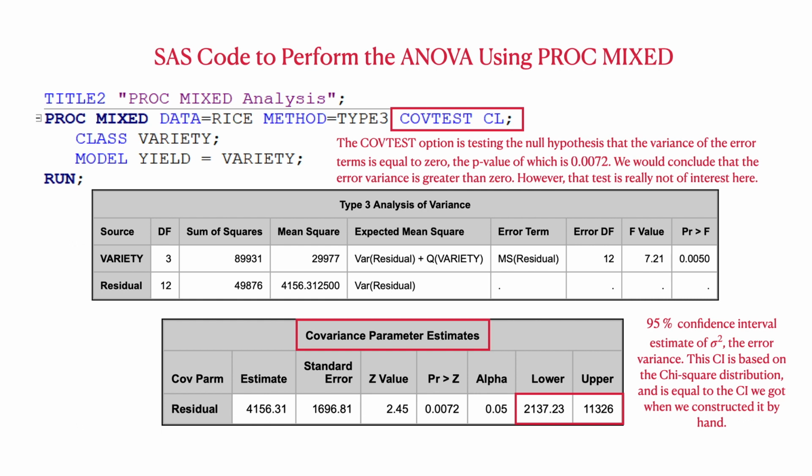Now the CL option instructs PROC MIXED to include a 95% confidence interval estimate for the error term variance. We see here that the lower endpoint is 2137.23 and the upper endpoint is 11326. Those are the same values that we obtained when we constructed the interval based on the chi-square distribution. So at least when calculating a confidence interval for the error variance, PROC MIXED is using that same type of approach. It's using a confidence interval estimation method based on the chi-square distribution.